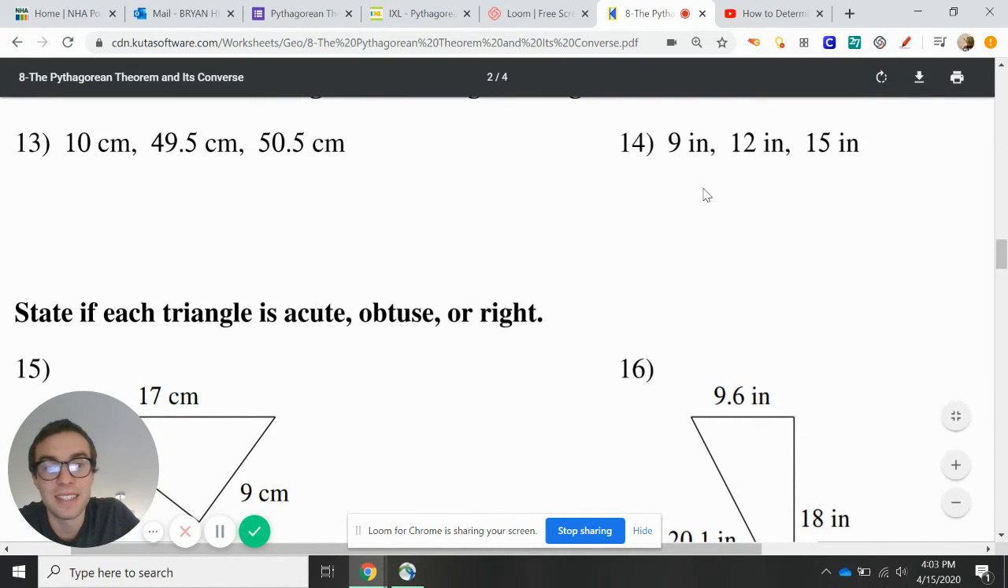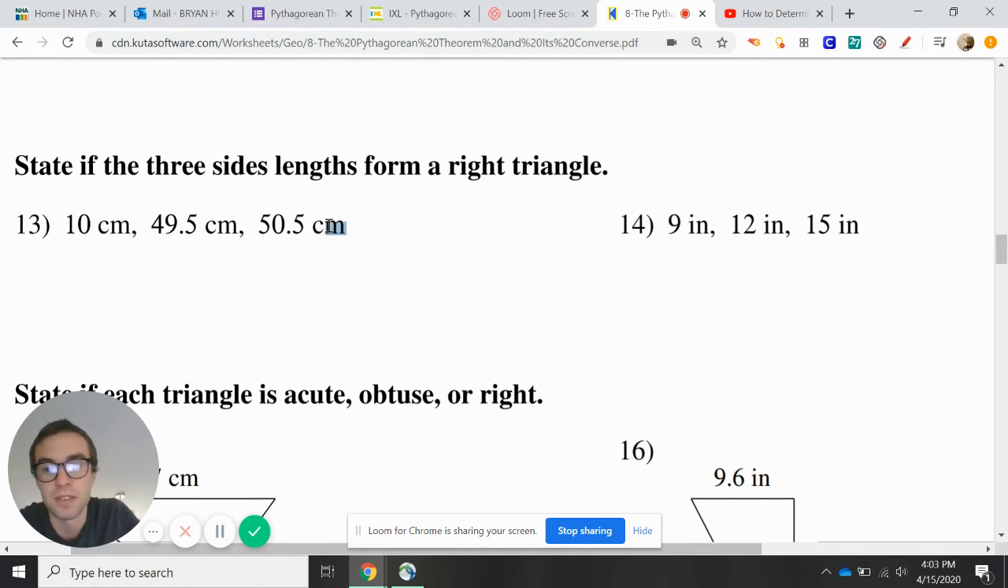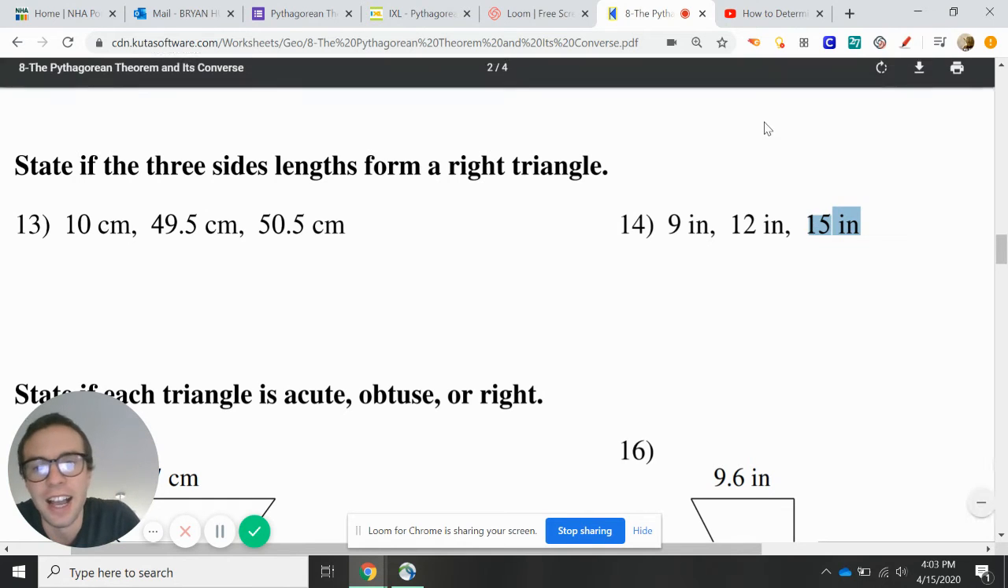This 13 and 14 is still the same thing. Just make sure when you're putting these numbers into the Pythagorean theorem, the largest number always goes in for C. So that's my C value right there. This is my C value. And again, you're just seeing if it balances out each side. Okay?